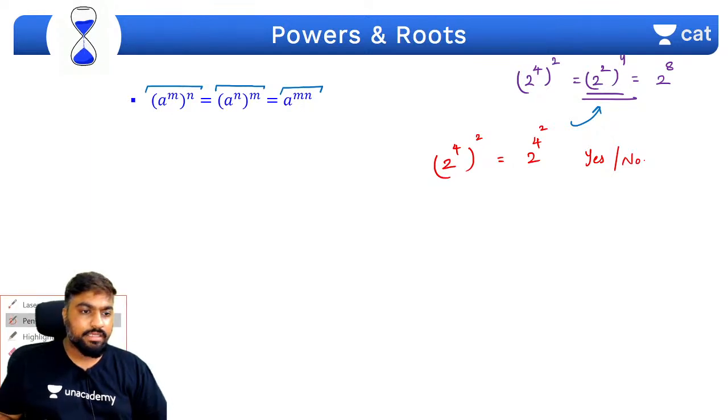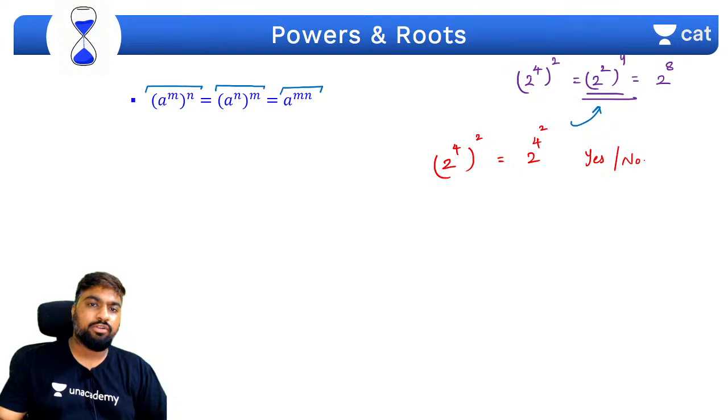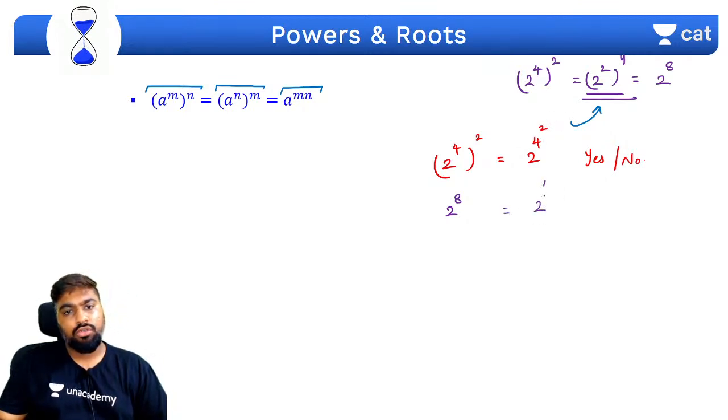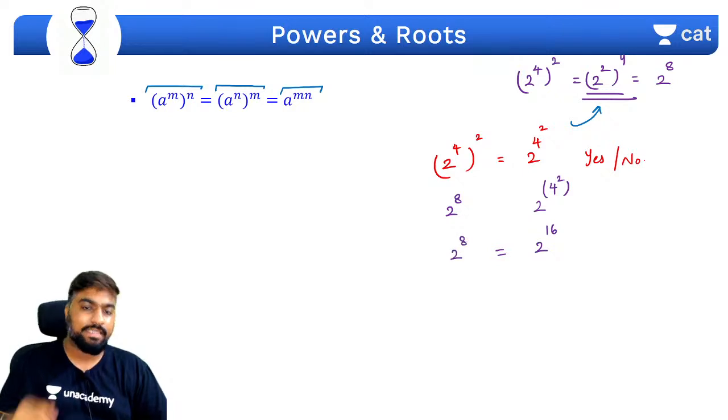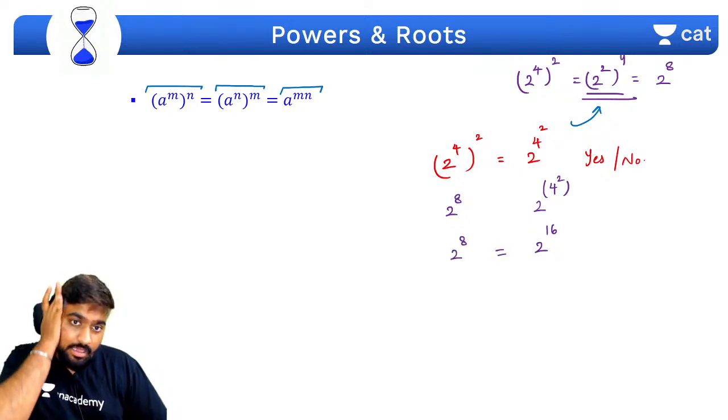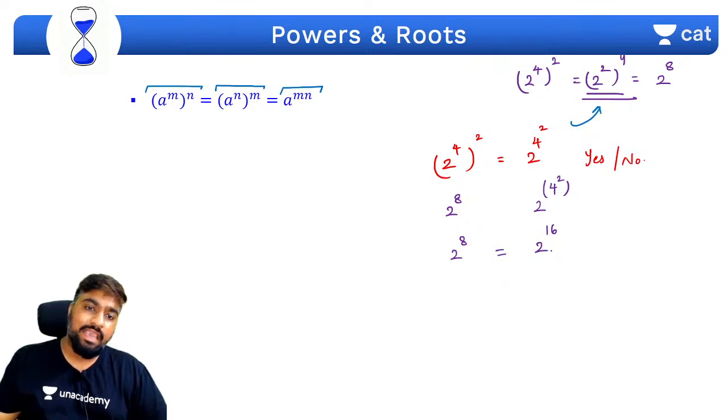So quickly let's dig into this. We know that 2 to the power 4 whole power 2 is 2 power 8. What about 2 to the power 4 to the power 2? This means 2 to the power 4 square, and 4 square is 16. So you're basically saying 2 power 8 and 2 power 16 are the same. Is 2 power 8 the same as 2 power 16? Hell no, definitely not. So these are two different expressions. Please keep this in mind.